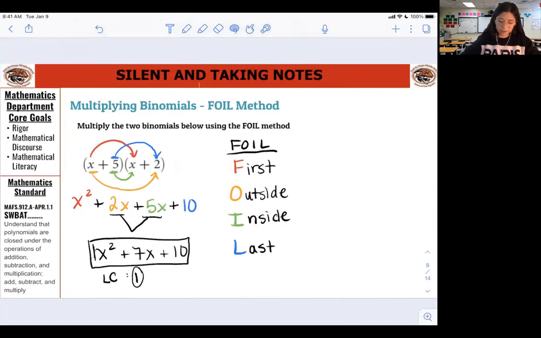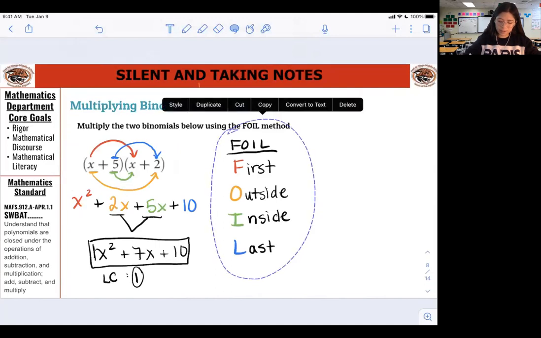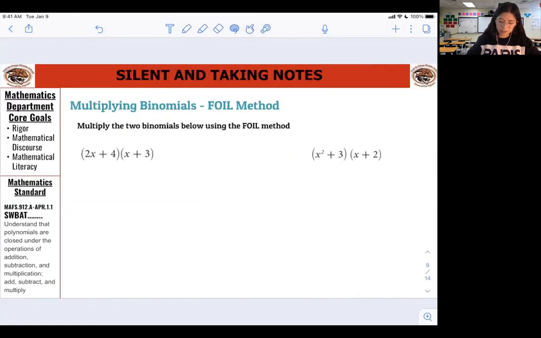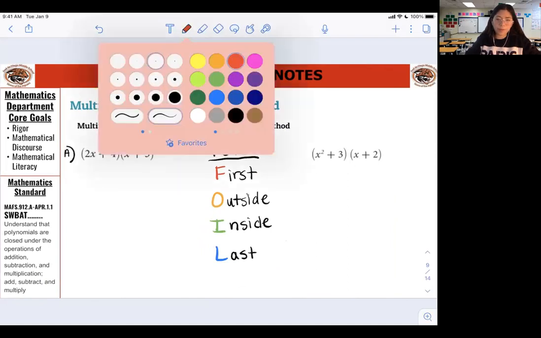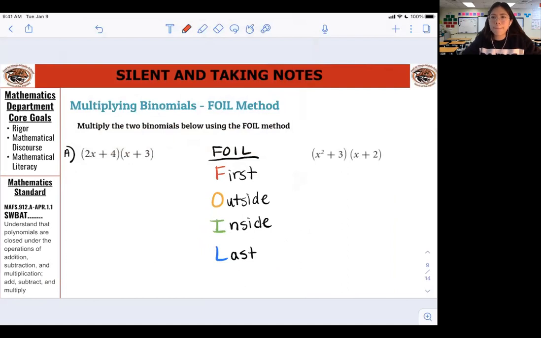Okay, let me just copy this and put it on the next slide. Copy. Here we go, paste. Okay. All right, let's do this one that's on the left, and then that'll be it for today. So first two, which are my firsts? 2x and x, good. 2x times x, what do I get?